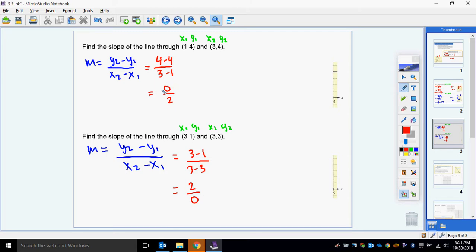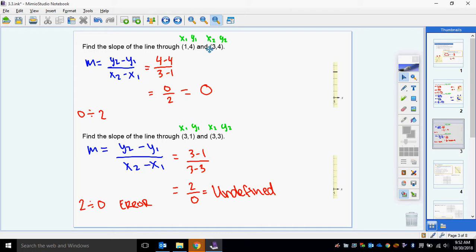If you typed in your calculator 0 divided by 2, it's going to pop out as 0. Okay, so this one has a slope of 0, but if you typed in your calculator 2 divided by 0, it's going to spit out an error. The reason that this is an error is we can't divide by 0. So this slope is what we call undefined.